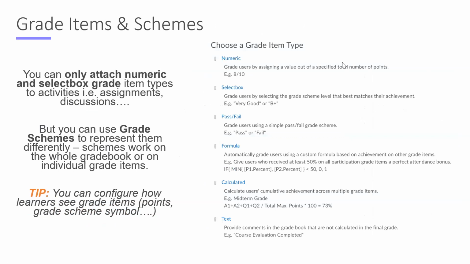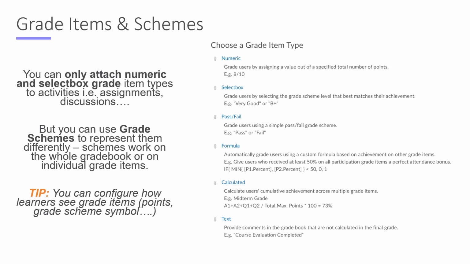Okay. So grade items and schemes. We have a number of different grade items. You can only attach numeric and select box grade items to activities. So to an assignment or a discussion, you can attach both numeric and select box grade items. To quizzes, you can only attach numeric grade items, just because quizzes are inherently numeric. Just because you've got a true or a false, they are inherently numeric.